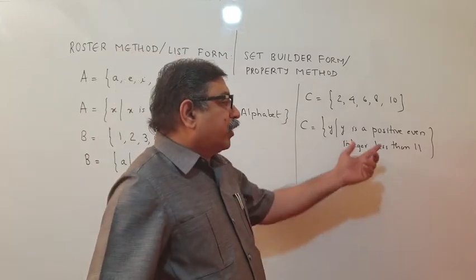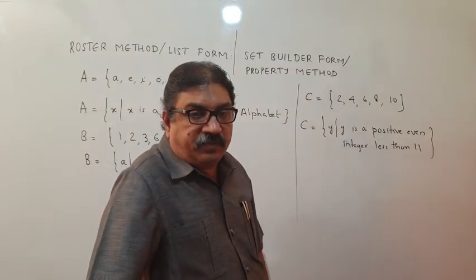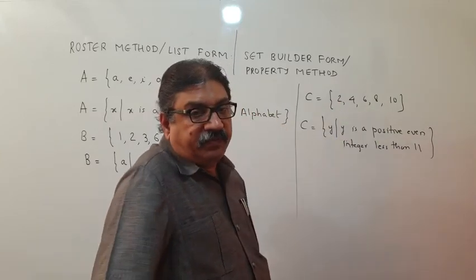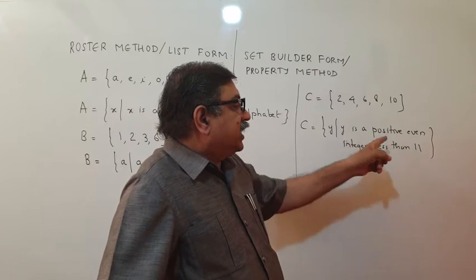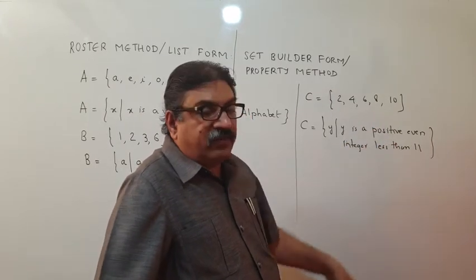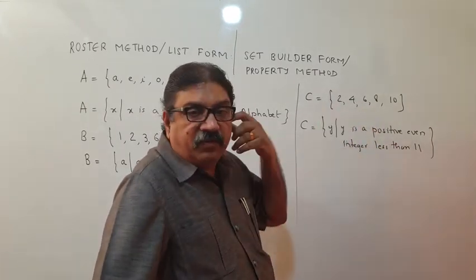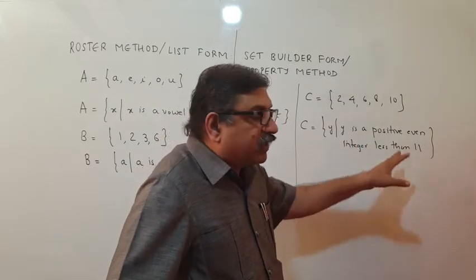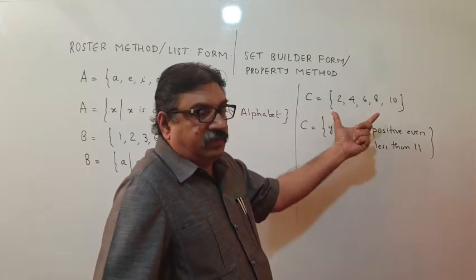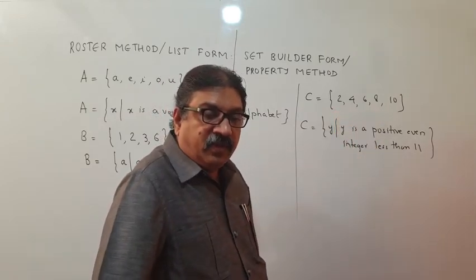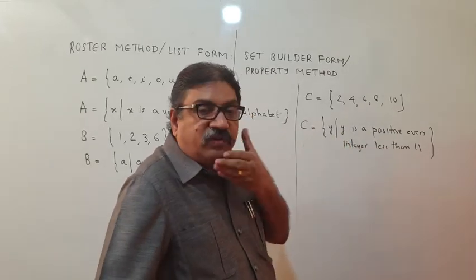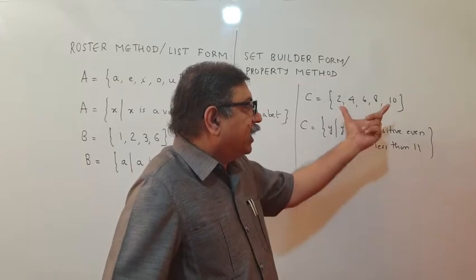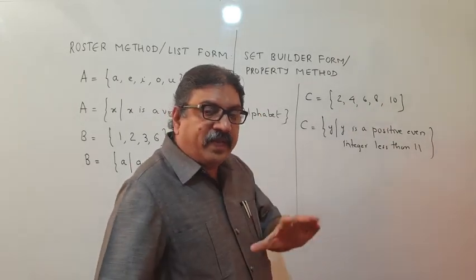Remember children, whatever property we are writing over here in set builder notation, that property should be satisfied only by these elements and by no other element. So if I write Y is an even integer less than 11, I may use negative numbers also, -2, -4. So this will be wrong. So I have to write positive even integer, so that only these numbers have this property. So when we are writing in set builder notation, when we identify the property, we have to make sure that this property is satisfied only by these elements and not by any other element.